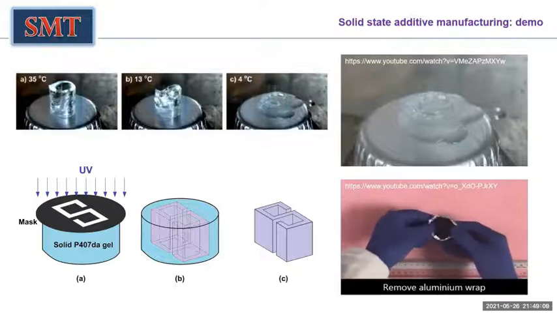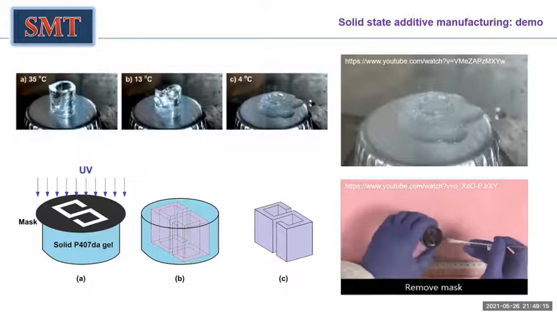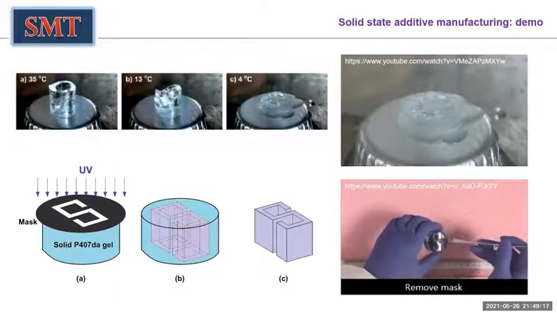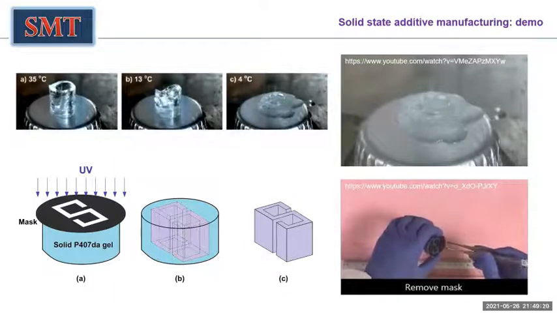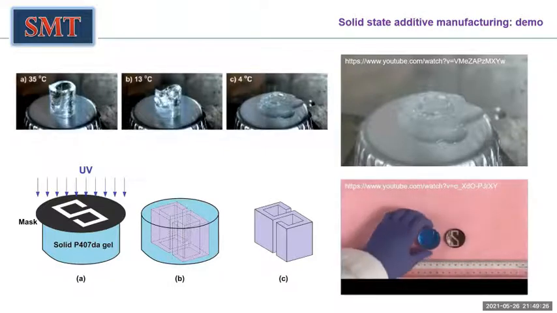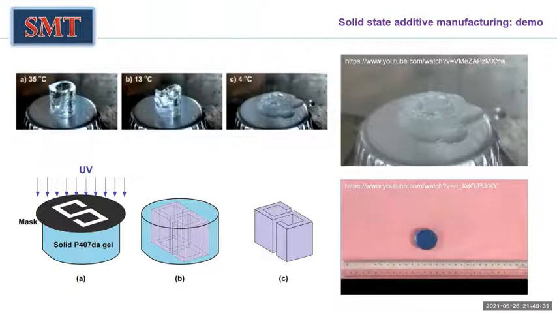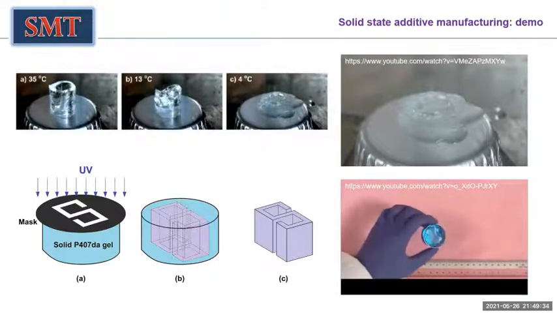This is an old version of the composites. Now we can speed up the whole process. It could be much faster. Now we remove the mask. You can visually see the S shape there. This part has been cross-linked. The rest is solid, but it's uncross-linked.